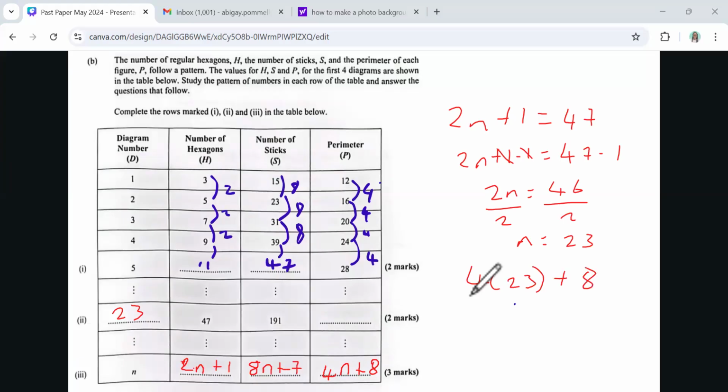4 times 23 is about, oh, wait a minute. It would be 92. And then plus the 8 will be 100. Hold on.